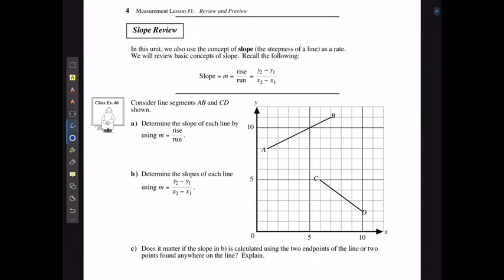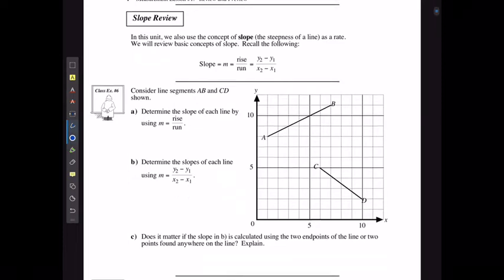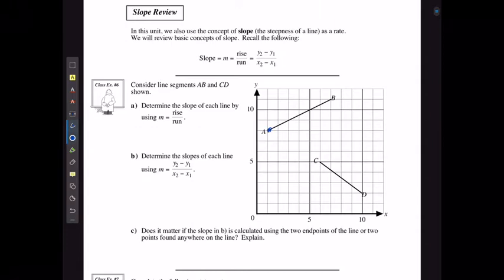If we're taking a quick look at slope again, I know we did this earlier on in this unit, or in this course, but if I'm considering the line segments AB and CD, determine the slope using the rise over run method. Well, to get from point A to point B, I had to go up by 3, and I had to go right by 1, 2, 3, 4, 5, and 6. Which means that the slope is going to be 3 over 6 or 1 over 2. So my slope of AB is equal to 1 over 2.